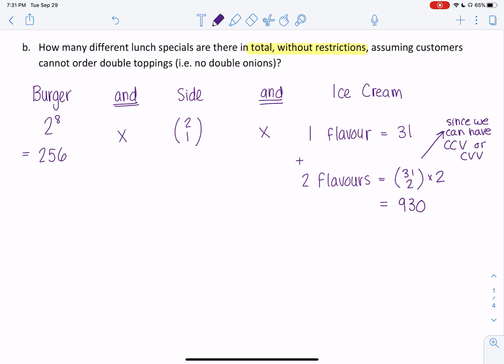Finally, I could have 1 flavor or 2 flavors or 3 flavors. So for this one, I have 31 options and I'm going to choose 3 of them. Now, because all my options are different, I don't need to worry about any of these chocolate, chocolate, vanilla or chocolate, vanilla, vanilla situations. I can just do 31, choose 3, which is going to give me 4,495.